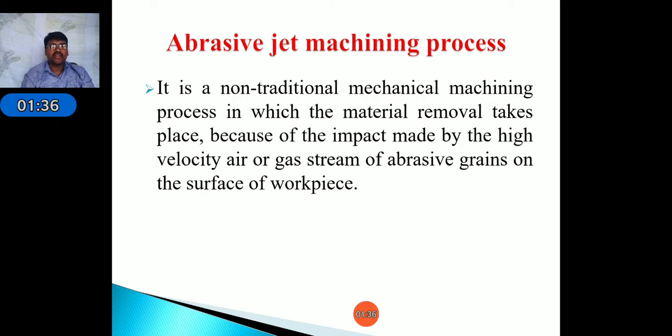Due to this action, both pass through the nozzle. Here, the pressure energy is converted into kinetic energy by using the nozzle. It impinges this kinetic energy on the work material. Due to this, erosion of the material takes place, and the machining is done.